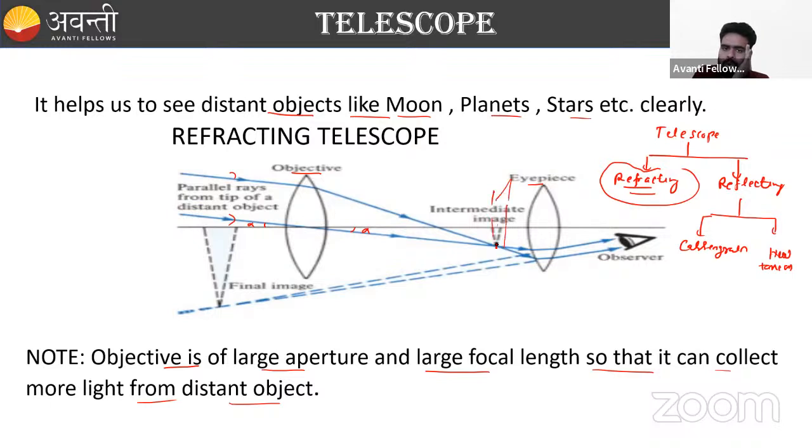This distance is the focal length of the objective lens. Correct. If the eye is present here, then in this case the final image is formed by the eyepiece lens, which is again enlarged in size.